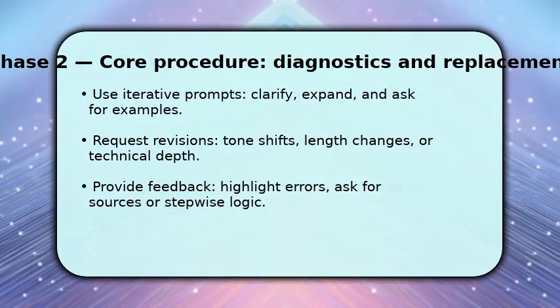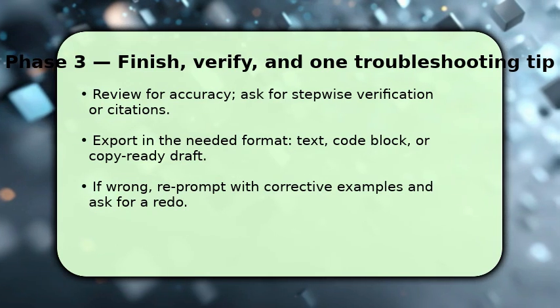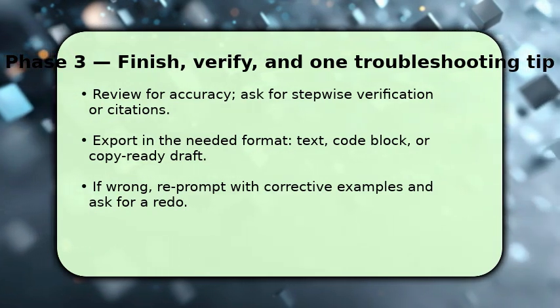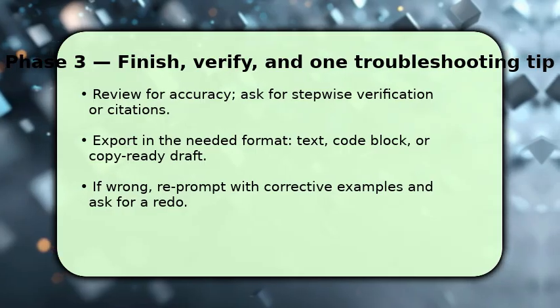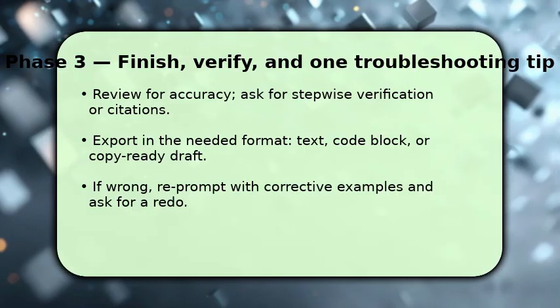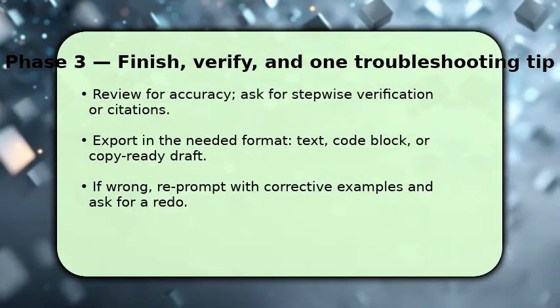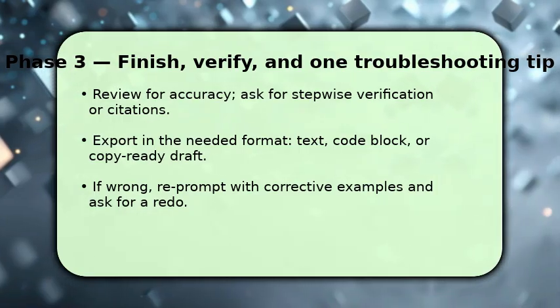Finish by validating content. Ask the AI to list assumptions and verify facts step by step. Then request the final format you need: clean text, a copyable email, or a code block. If something is incorrect, don't blame the model. Show a single corrected example and ask it to redo the section using that pattern.